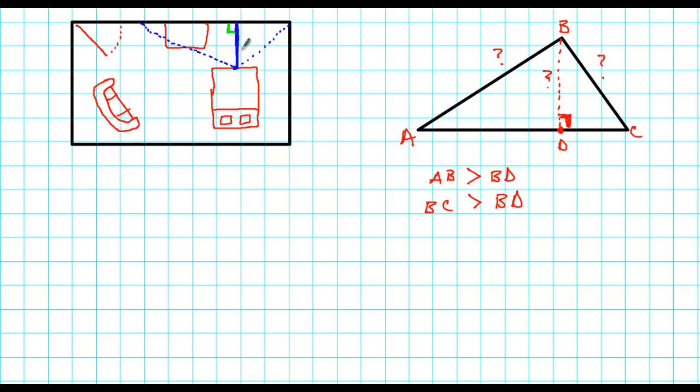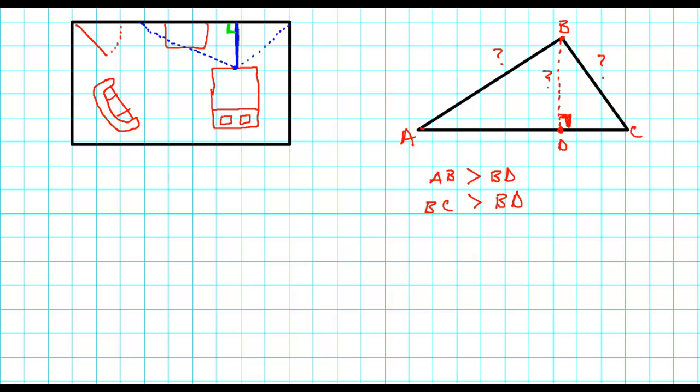Just like over here, the shortest distance between your bed and the wall was the perpendicular distance. Right? Not the straight line, because they're all straight lines. And the shortest distance from B to AC is the perpendicular distance, not these.